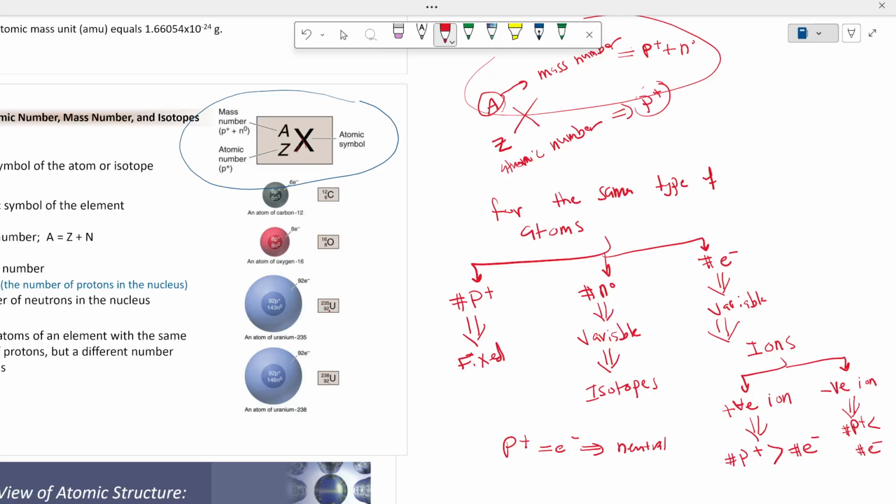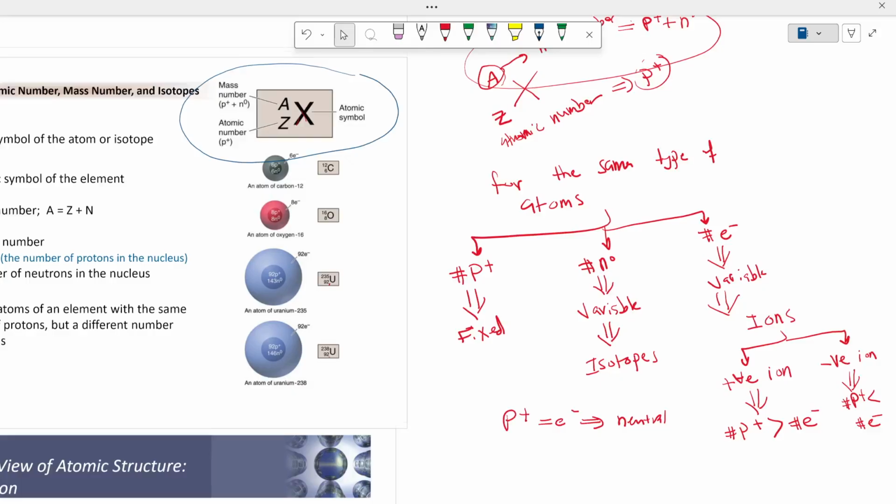As in ions, there are different number of electrons and protons, how can we form these ions? By increasing or decreasing the number of protons or the electrons? Yes, you are right. By increasing or decreasing the number of electrons, because again, ions are formed with the same type. We are discussing the ions of the same type of atoms, which means the number of protons is fixed. It has a fixed value. We cannot change it.